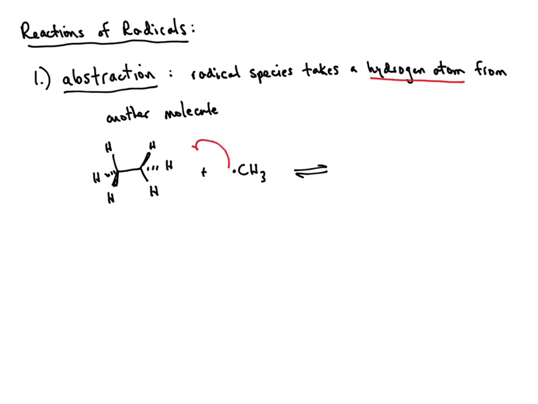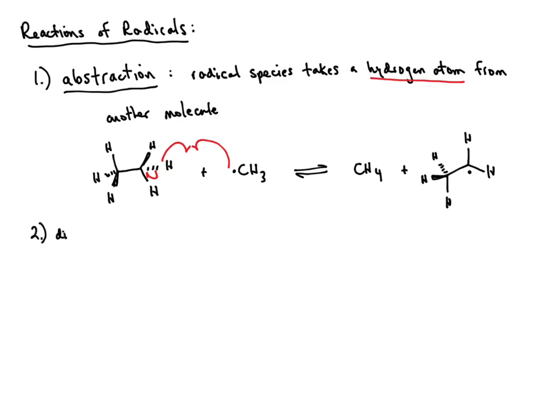Well, it is basically going to grab the hydrogen and the electron. The other electron moves up onto that carbon atom as an unpaired electron, so it generates another radical. And so the net result of that is that you get a molecule of methane plus an ethyl radical. Okay, so that's the first class of reactions that we have for radicals.